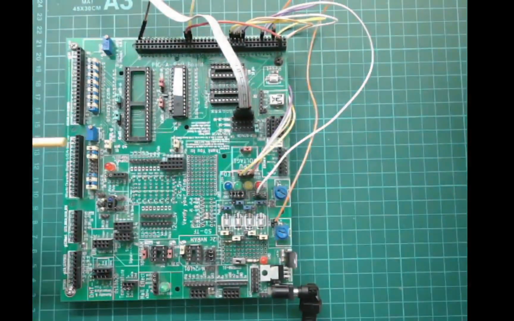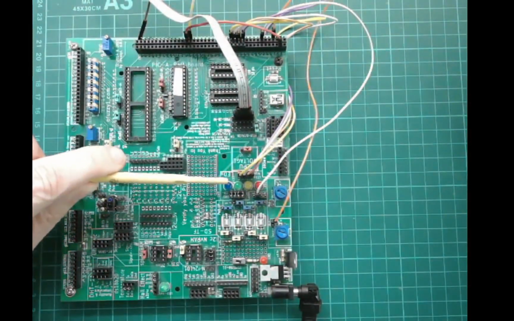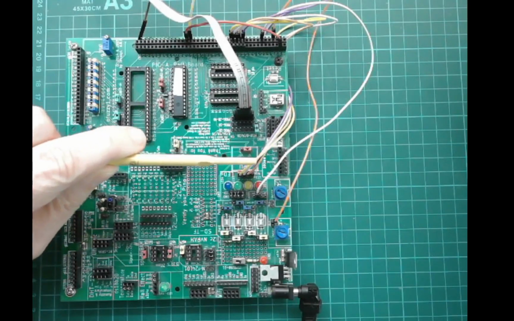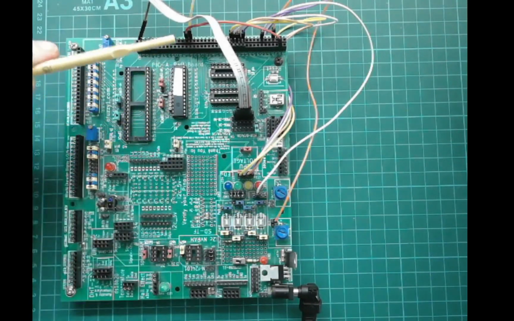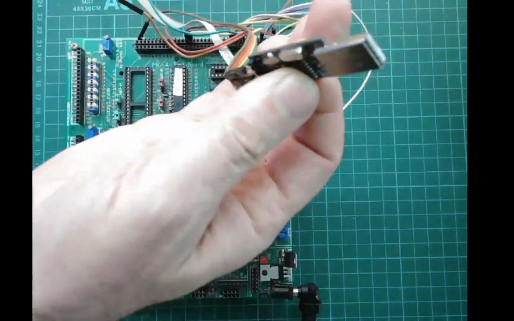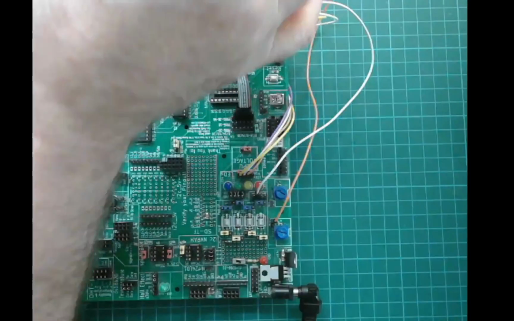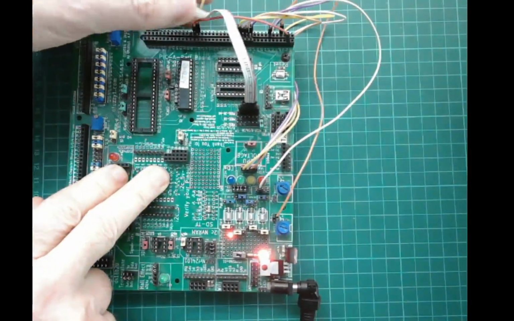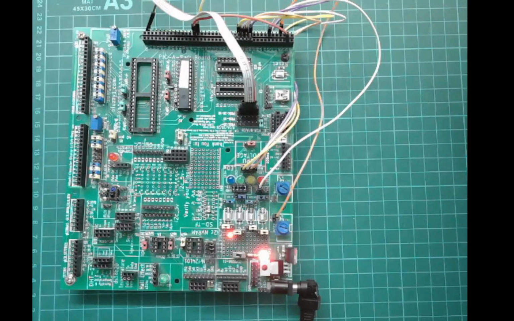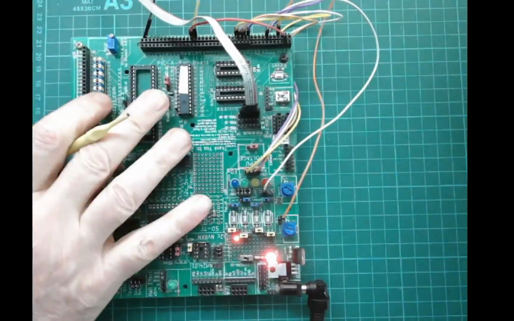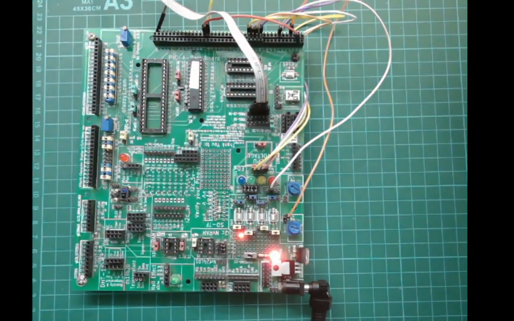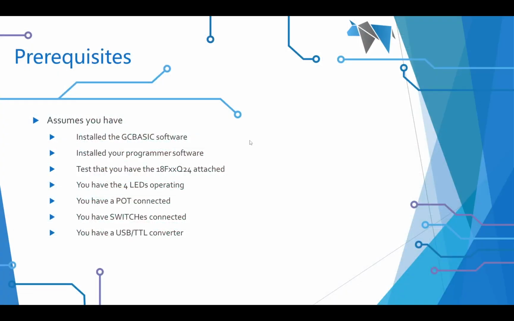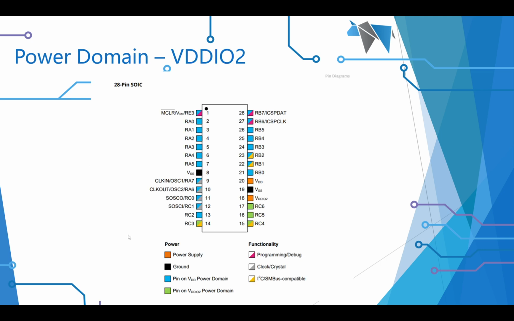Plug that back in. I've got 4 LEDs here attached through these flying leads, a potentiometer. But really, the only thing I'm going to be using today is the USB TTL converter. I'm just going to make sure that's connected because I'll be using that. So I've got that all connected up. Great. We won't be seeing that much today because we're going to be looking at the terminal. So this is the most important USB TTL.